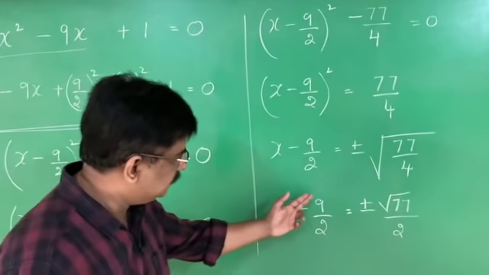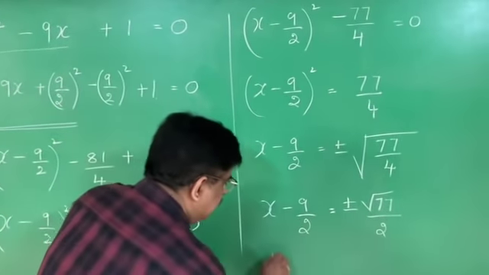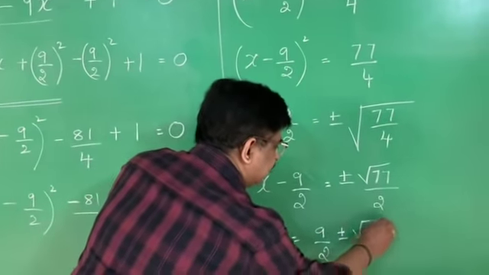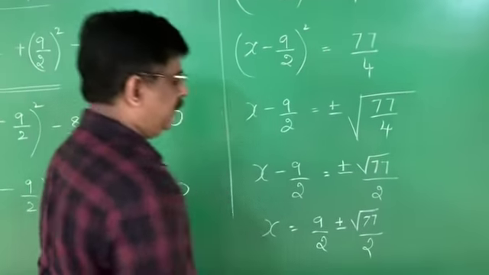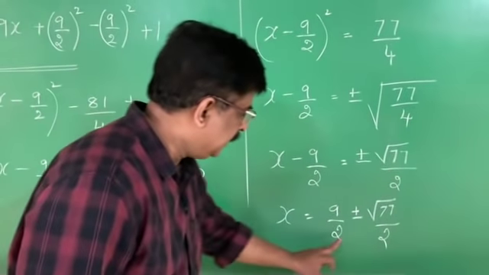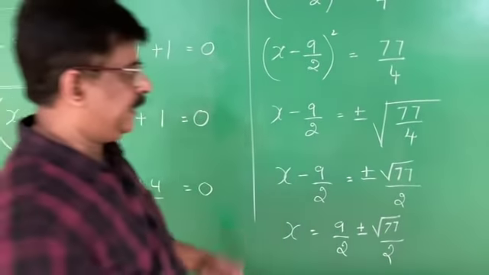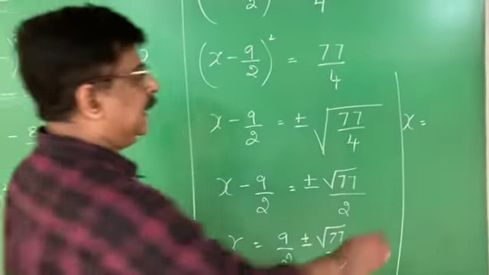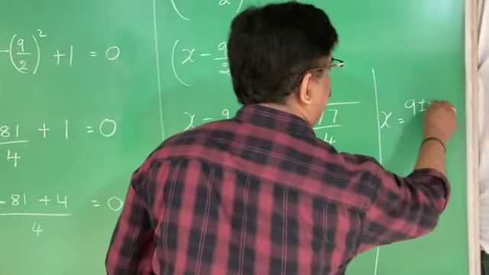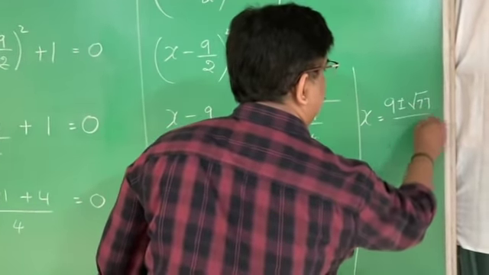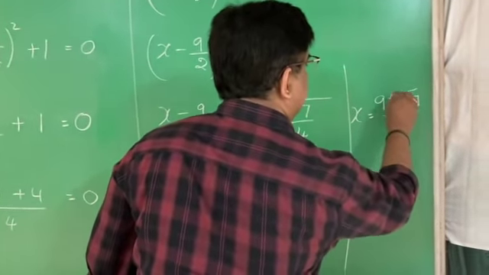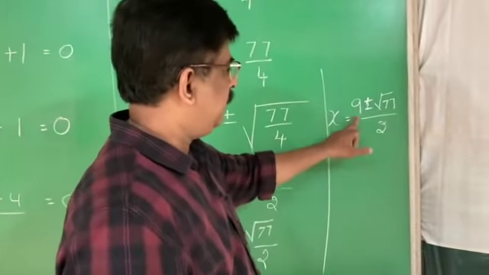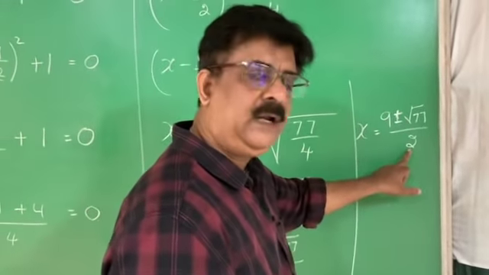Now I transfer this minus 9 by 2 to that side. x is equal to 9 by 2 plus or minus root 77 by 2. Now on both sides the denominator is 2, a common denominator. Therefore x is equal to 9 plus or minus root 77 by 2. Here there are two roots. One is 9 plus root 77 by 2. Another one is 9 minus root 77 by 2.